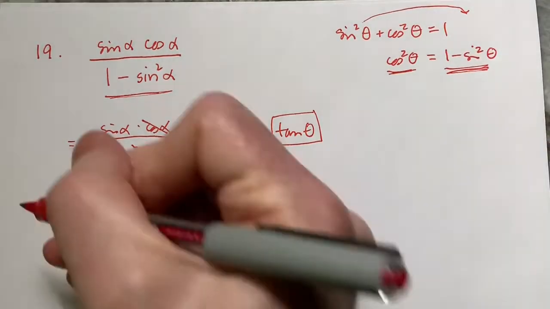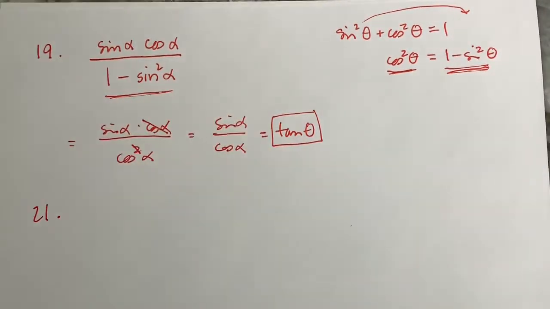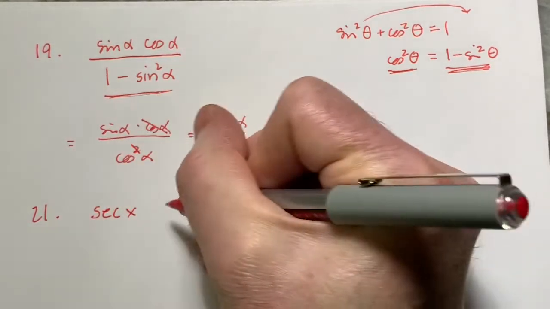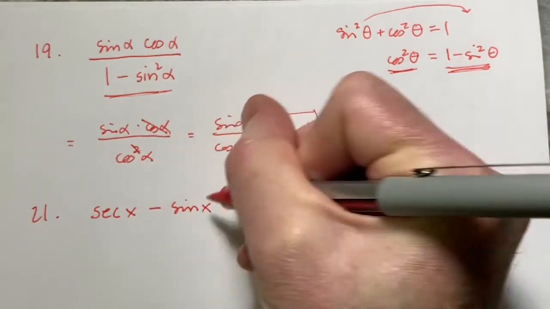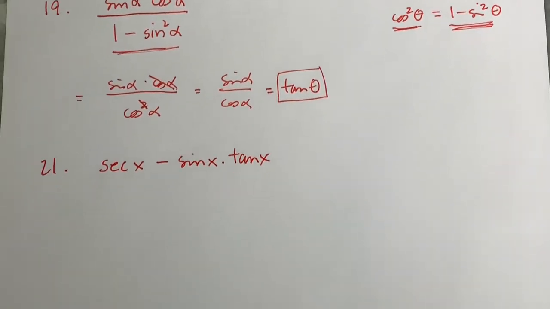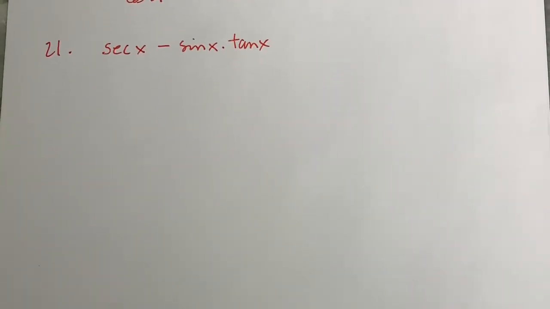All right, look at number 21. Number 21 says you have the secant of x minus the sine of x times the tangent of x. On number 21, I look at this and I'm like, what the heck? I don't recognize this at all. If I don't really know what to do with it, and I don't see a fundamental identity or a Pythagorean identity that jumps out at me, or I don't have fractions, I think, well, maybe I could change it all to sines and cosines. And if I do that, maybe something will come to mind.